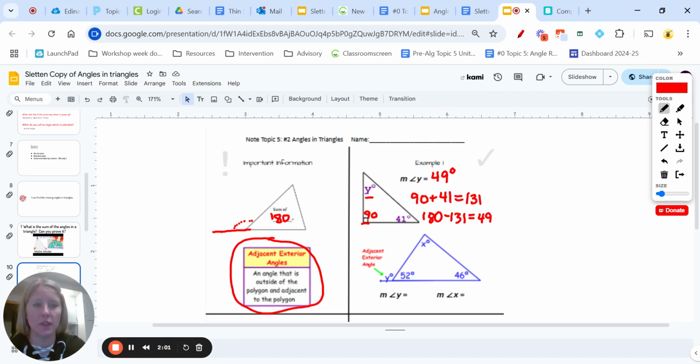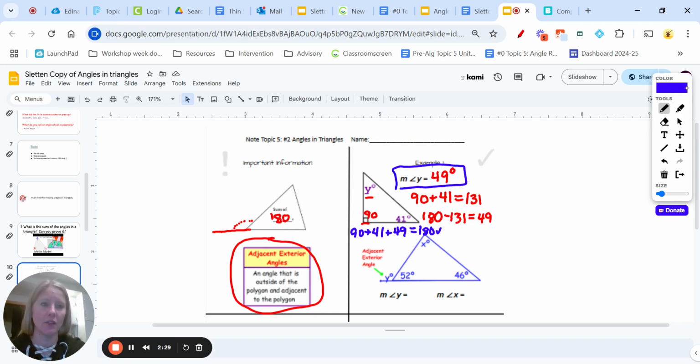One thing that's cool about triangles is you can always check your work. So if I want to see, is 49 degrees right? I need to do 90 plus 41 plus 49. And what should that add up to? 180. When I do that, these two together equal 90 plus 90, 180. So it checks out. Y should be 49 degrees.